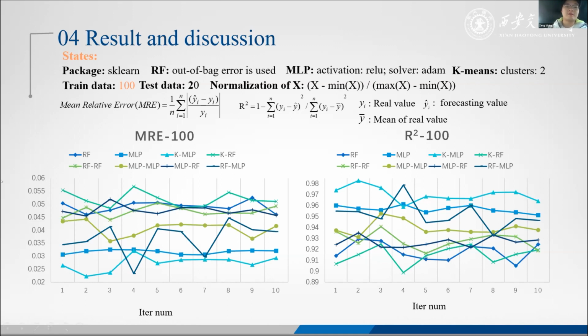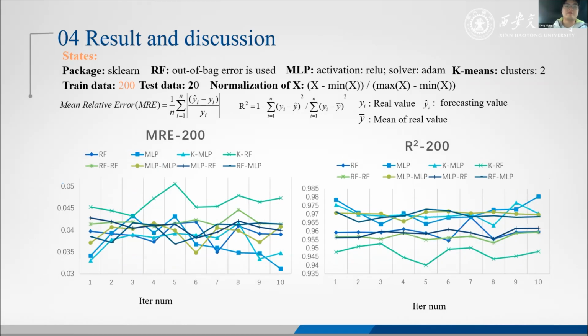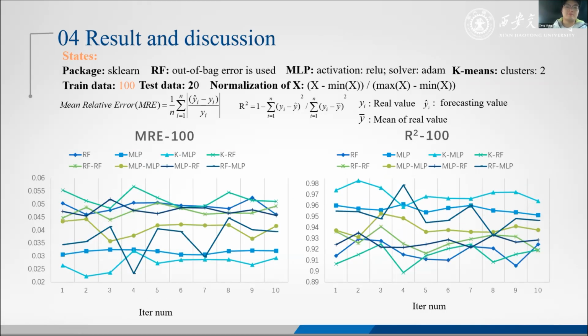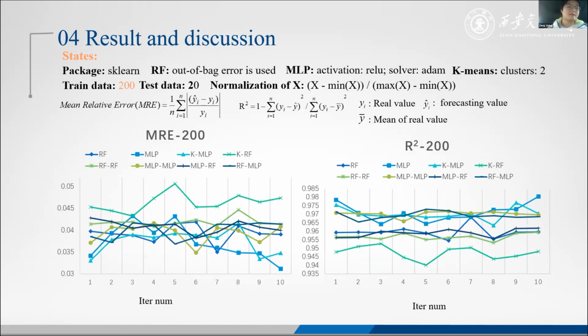That is to say, random forest may not be suitable for this classifying method, because the second classification is based on data scale. And the last one has 200 training data and 20 test data.